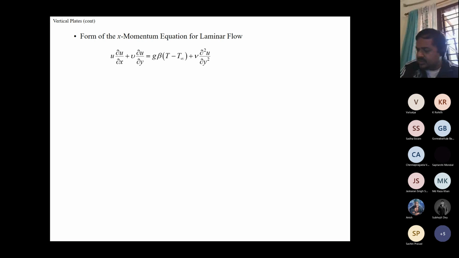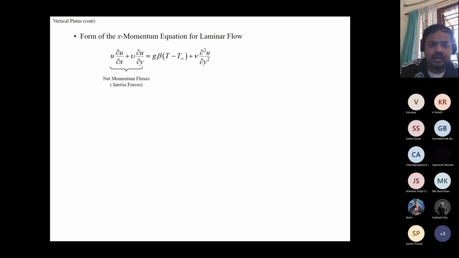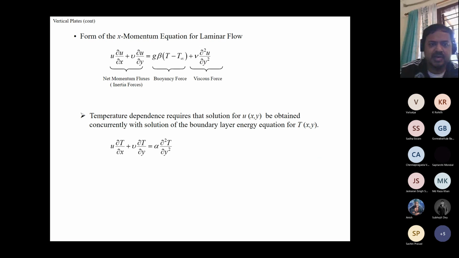vertical plates. This also we have done. There's a quiescent fluid, gravity acting downwards, and you can see that there's a boundary layer, and within that the velocity profile looks something like this. So till now we have done this here. So this also we have done before. So this is your x momentum equation, this is your energy equation, and as before you can see that you have temperature in the momentum equation, you have velocity in the energy equation. So these equations are coupled. It's not easy to solve.